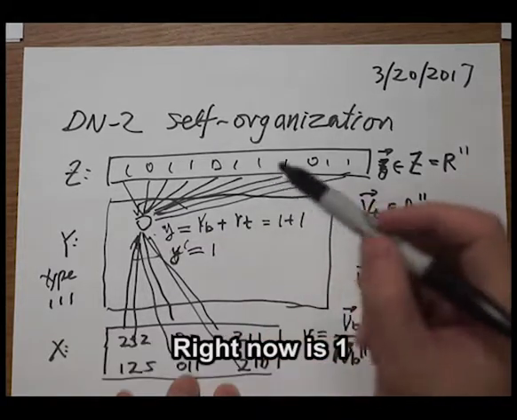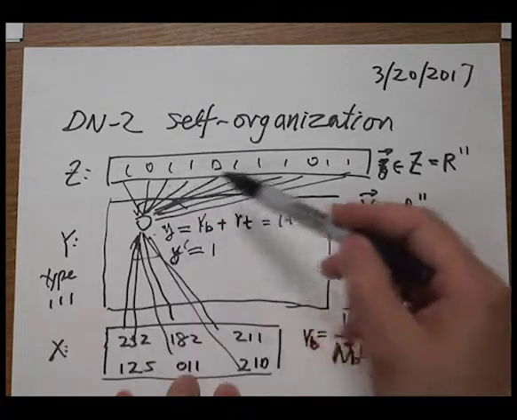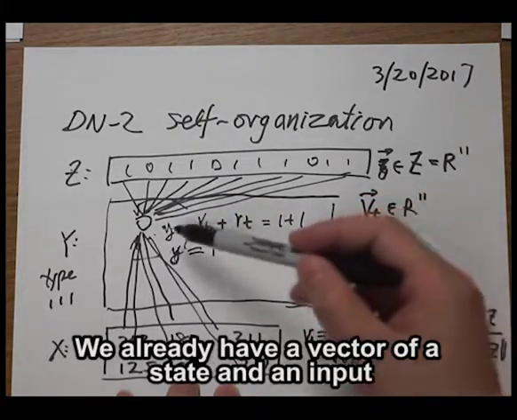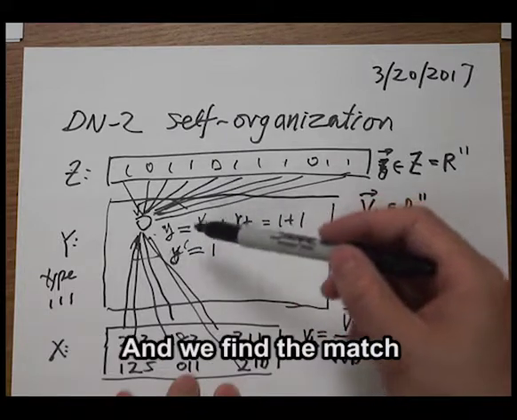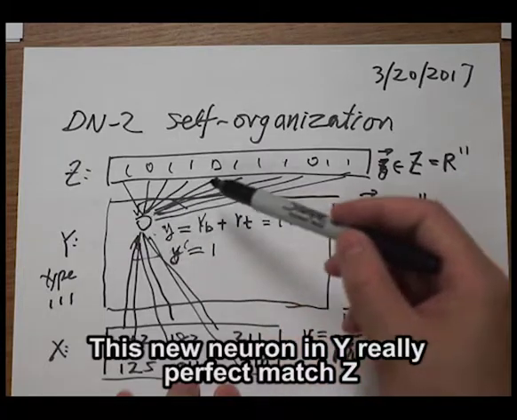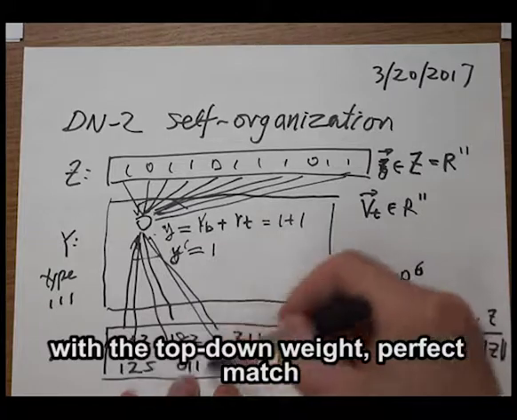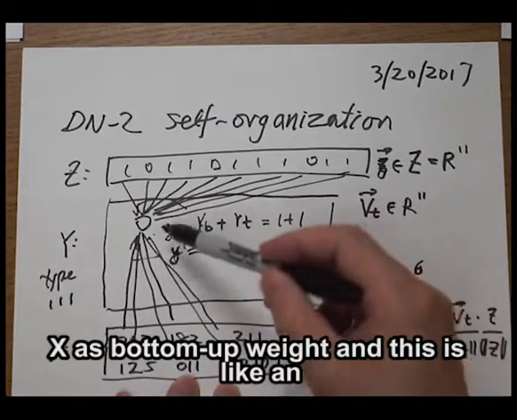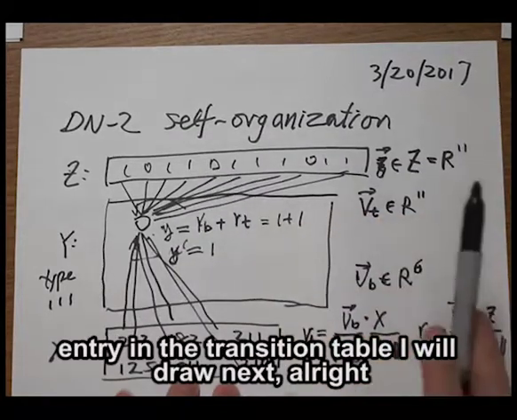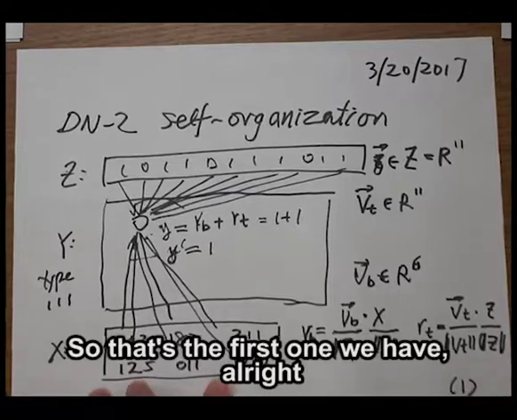Prime means that we really find the value, because it does not have anybody to compete with. Right now it is 1. So you can see that when we have this z and x, we already have a vector of a state and an input, and we find the match. This y neuron in y is a perfect match to z with the top-down weight, and a perfect match to x as the bottom-up weight. And this is like an entry in the transition table I will draw next, all right? So that's the first one we have.